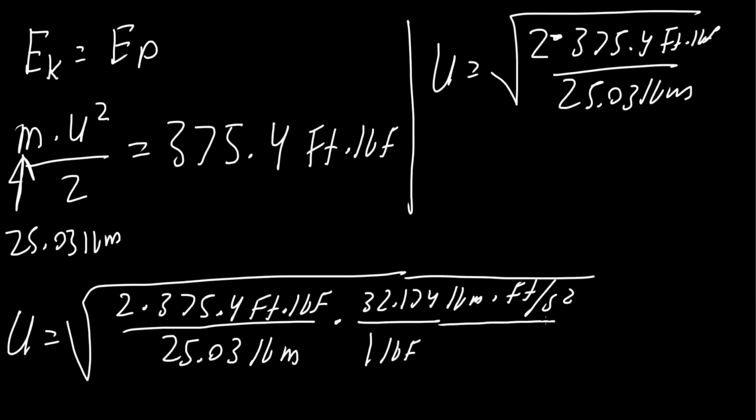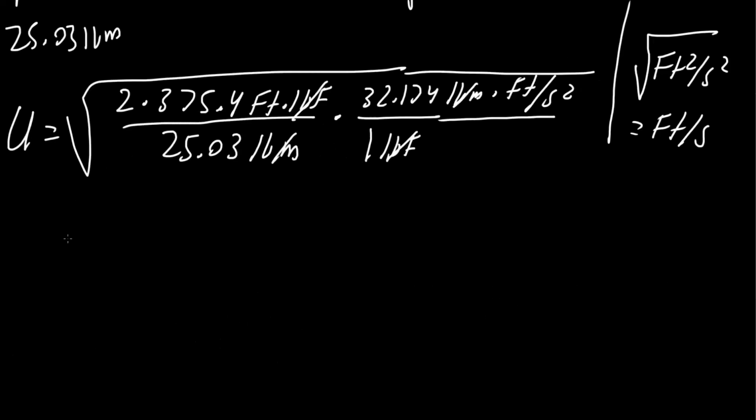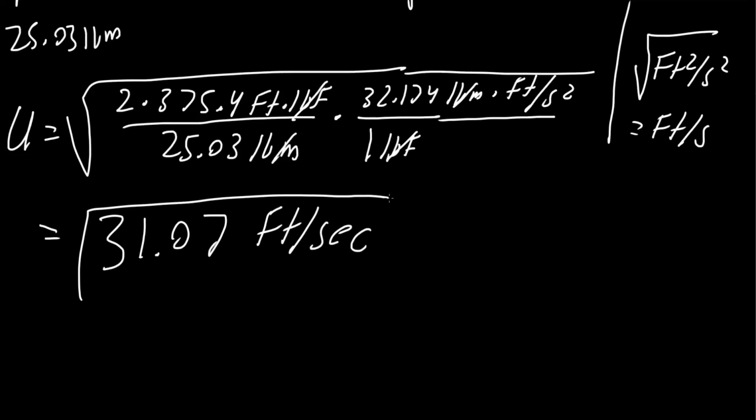Now let's check our units. Pound force cancels, pound mass cancels, feet times feet is feet squared divided by seconds squared. So unit wise, this is what we have: feet squared divided by seconds squared. But we have a square root here. That means this would be feet per second. Using a calculator, we would get 31.07 feet per second. And this right here is the second and final answer.